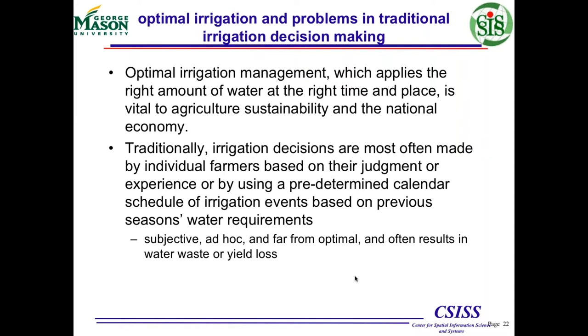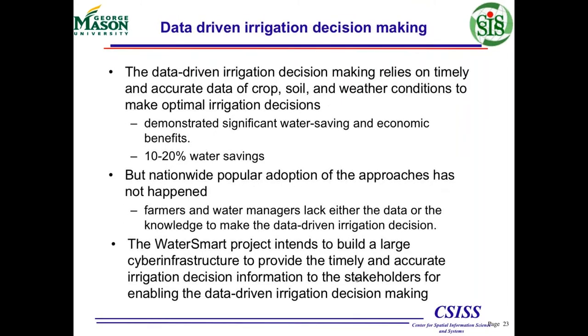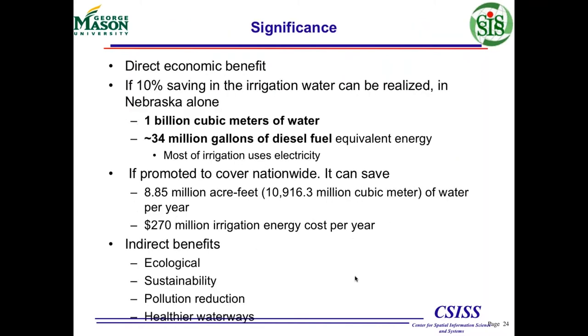But currently the farmer doesn't have such knowledge and data available. So they basically do so-called calendar scheduling. Basically every 3 to 5 days they irrigate once, which creates a lot of waste. So what we do is data-driven irrigation decision making. The project promises a significant saving in water for Nebraska alone. We're going to save 1 billion cubic meters of water and about 34 million gallons of fuel.